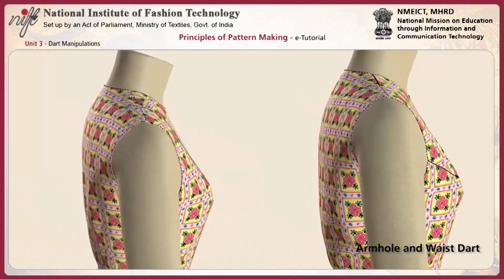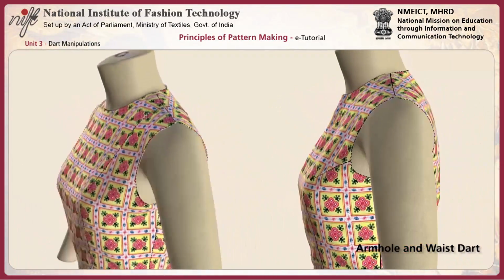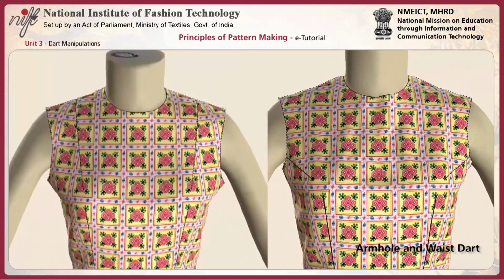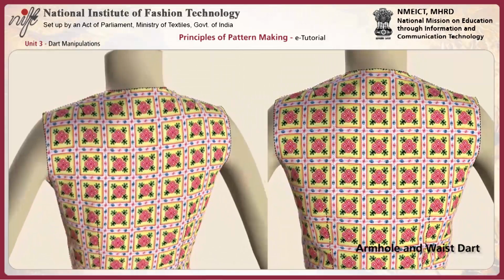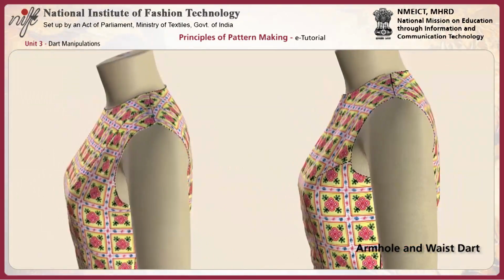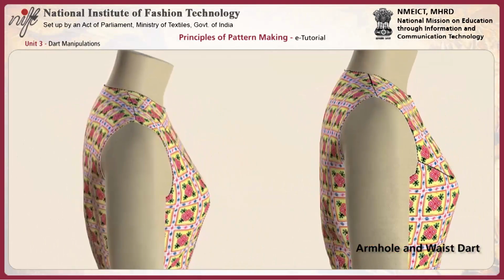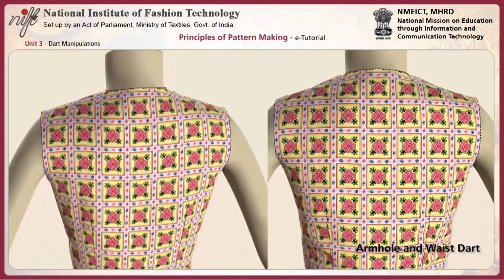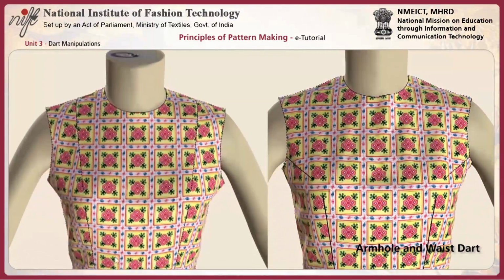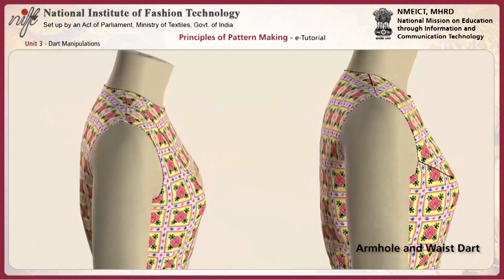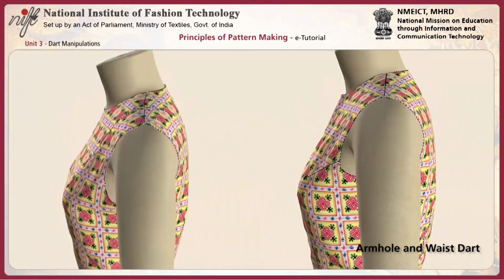Now, let us consider these two models. In the first case, the dart is given at the waist level and shoulder. In the second model, the shoulder dart is converted to armhole dart. While considering these cases, we find that there is no change in the fit of the garment. Only the shoulder dart is shifted to underarm.